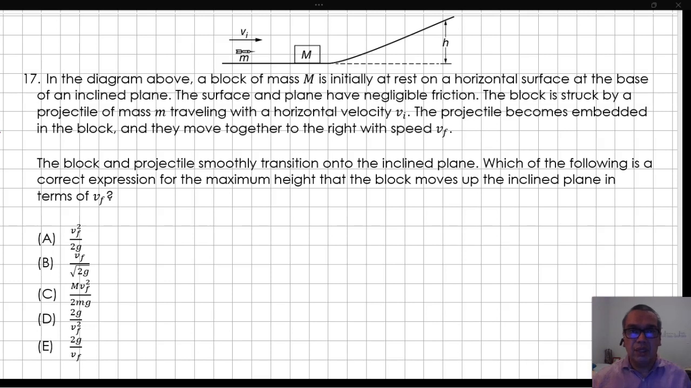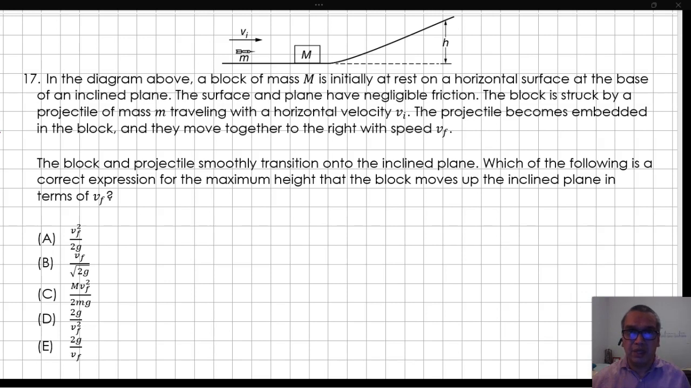17. In the diagram above, a block of mass m is initially at rest on a horizontal surface at the base of an inclined plane. The surface and plane have negligible friction. The block is struck by a projectile of mass m traveling with a horizontal velocity vi.